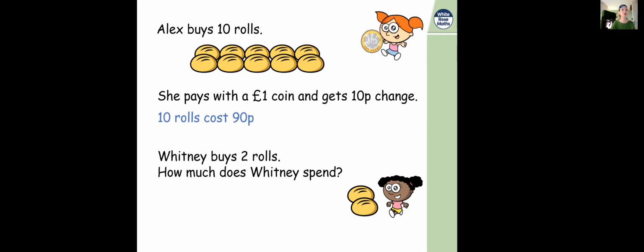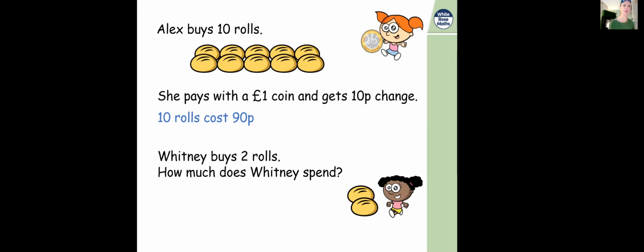Okay, 10 rolls cost 90p. If she had £1, and £1 is 10 10p coins. £1 is 10 10p's, 100. 100 pennies is £1. But she didn't spend £1 because she got 10p change. She only spent 90p. 9 times 10. So 10 rolls cost 90p.